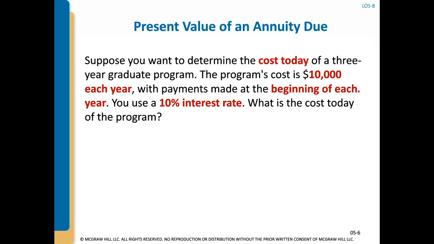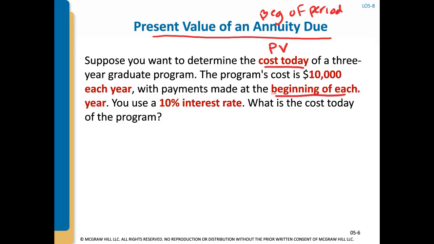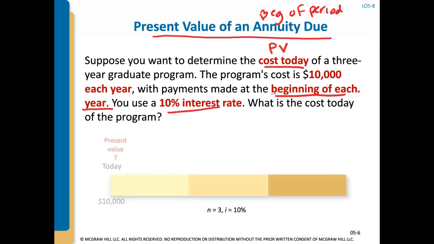Okay, now we're going to go over present value of an annuity due. So that means it's going to be installment payments at the beginning of the period. Suppose you wanted to determine the cost today, so we know cost today means present value, of a 3-year graduate program. The program's cost is $10,000 each year with payments made at the beginning of each year. So the facts are slightly different in that the payments are made at the beginning of the year versus the end of the year. We're still using a 10% rate. So what is the cost of the program?